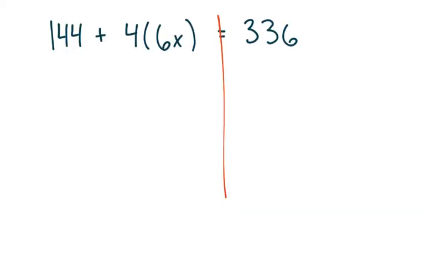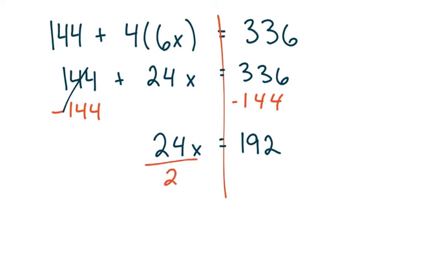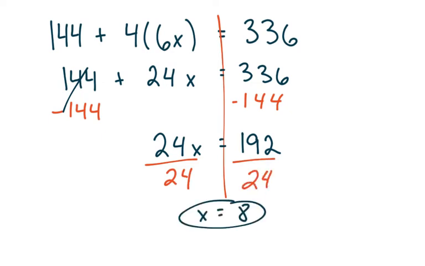I look on the left side, I can do 4 times 6, so I'm going to make that 24x and bring everything else down. Now I have a two-step equation. I need to get rid of that plus 144, so I'm going to subtract 144, and if I do it to one side, I have to do it to the other side, leaving me with a one-step equation. 24x equals 192. Since it's 24 times x, I'm going to get rid of that times 24 by dividing by 24. I'm going to do it to both sides. So I got that x equals 8.